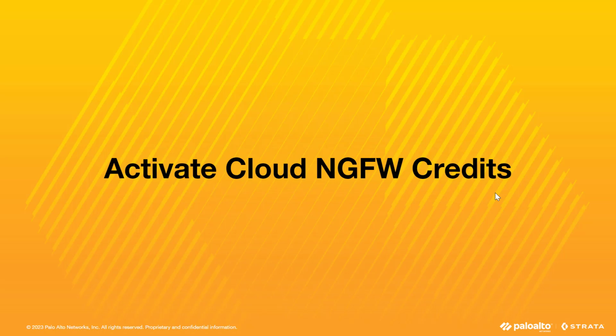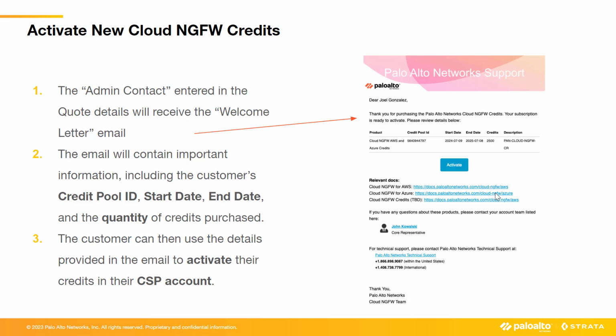Let's now try to understand how to activate these Cloud NGFW credits. Once the purchase order has been processed and invoiced, the customer will receive the order summary and the admin contact will receive an activation email, as you can see on the screen. This activation email will contain the credit pool ID, the start and end date of the term, and also the number of credits that are being associated with this particular customer. You can now click on this activate link to start using Cloud NGFW credits.